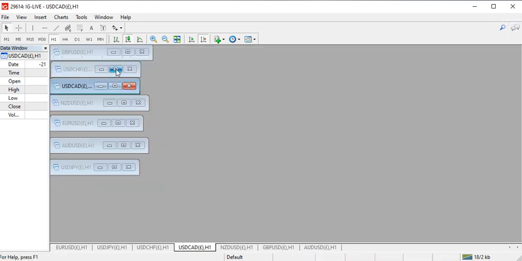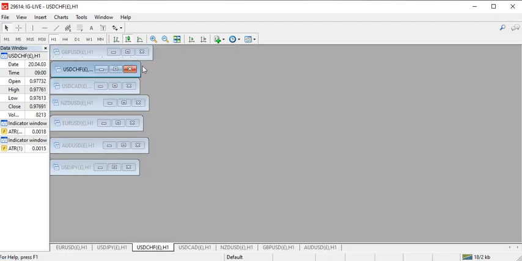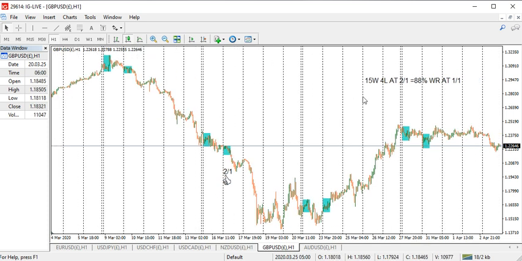Not many on there. Swiss franc, all the other bits, because I was doing various tests on this, back tests. 15 wins at 2-1 and 5 losses, 85% win rate, 1-1 equivalent. And GBP, 15 wins and 4 losses at 2-1, 88% win rate, 1-1 equivalent.